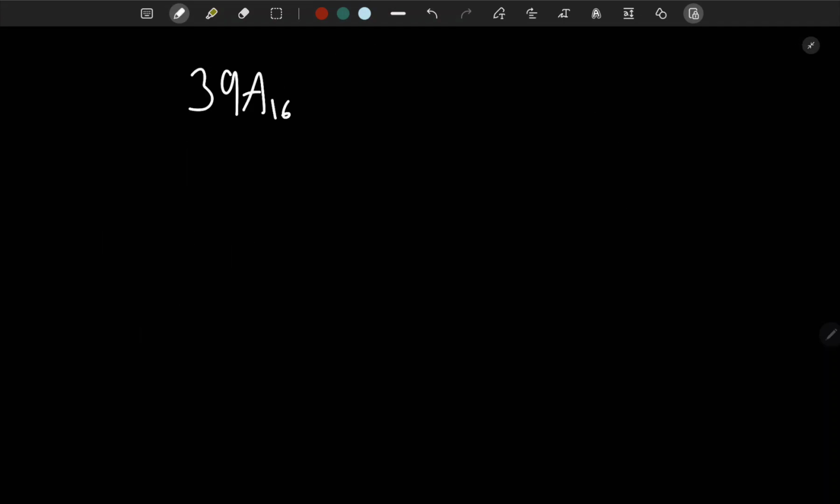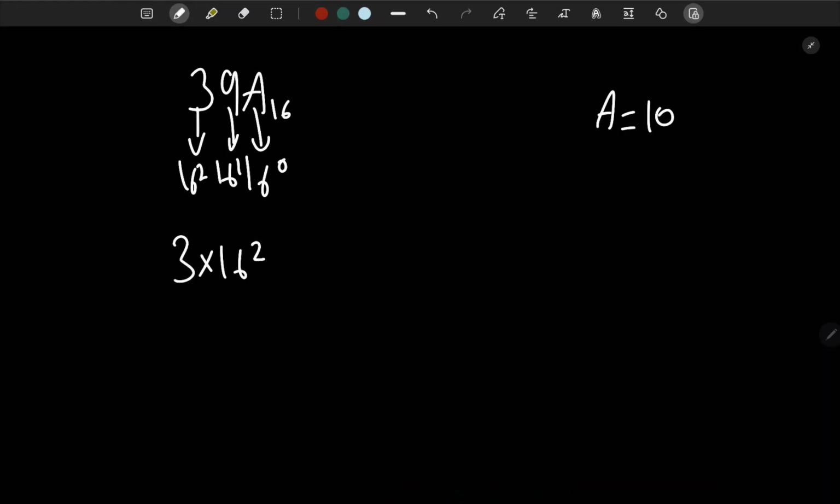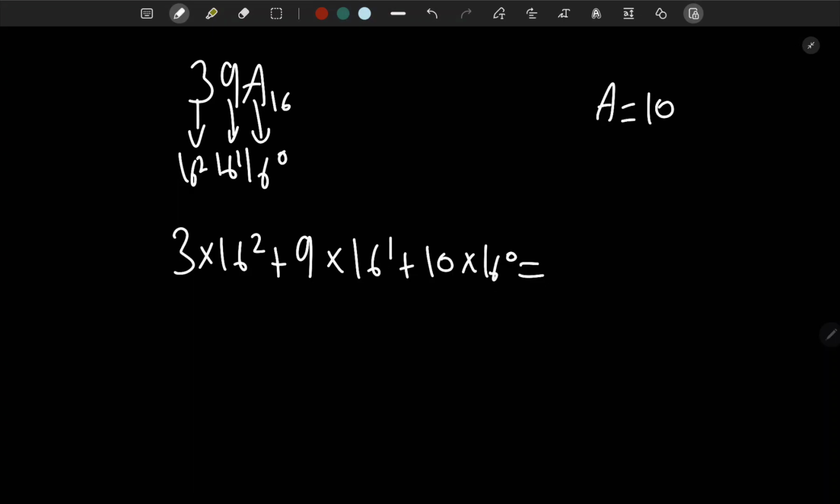So please pause the video and try to do this yourself. So again, let's start. A is 10, as we know, and this would be 16 to the power of 0. Next one is 16 to the power of 1, and the last one is 16 to the power of 2. Now 3 times 16 to the power of 2 plus 9 times 16 to the power of 1 plus 10, which is A, multiplied by 16 to the power of 0, and you would get the final answer as 922. So the answer is 922.